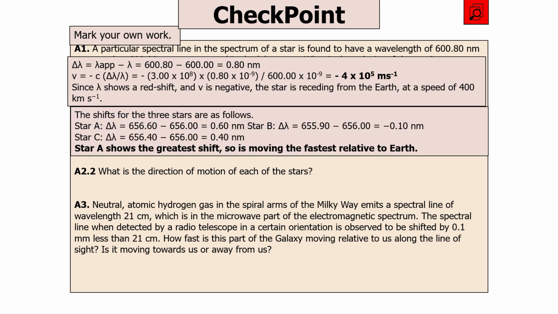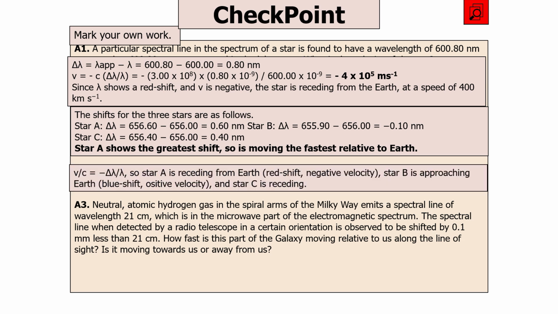Now, in the next question, once again, we work out the change in the wavelength, because the change in the wavelength will tell us how fast they will be moving away from us, because they'll all have the same lab spec wavelength. So if you work out their change in wavelength, that will give you the value that you require. If you work it through, you can see that star A has the greatest shift, the greatest change in wavelength, so therefore must be moving the fastest relative to the Earth. In star A we've got a positive, and star C we've got a positive, but star B we've got a negative. A negative velocity tells us that we're receding, while star B must be blue shifting.